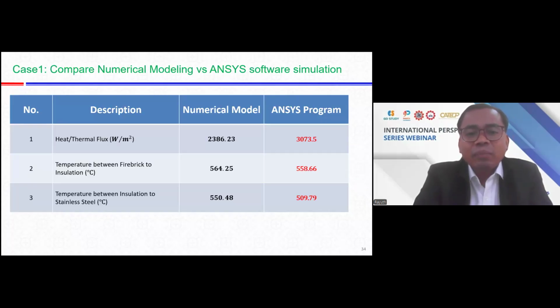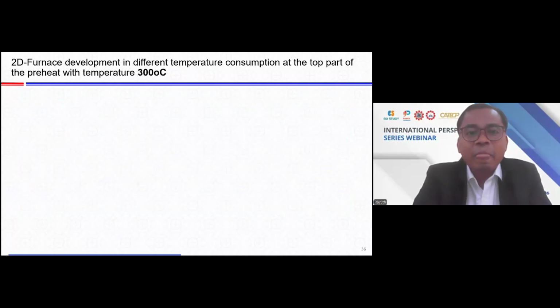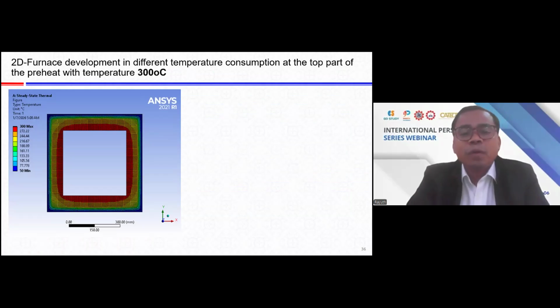I've just finished case study one, and I go to case study two. In case study two, I will talk about the two-dimensional furnace simulation using ANSYS software. For this one, I choose the temperature inside 300 and the surface 50 to check it.